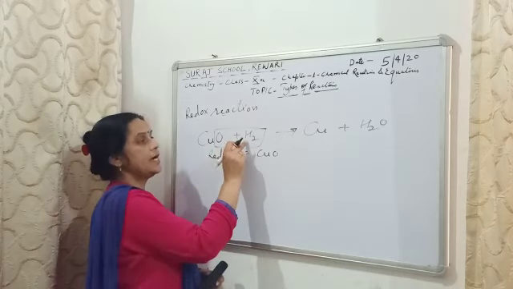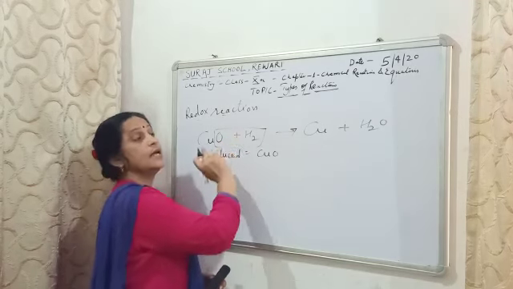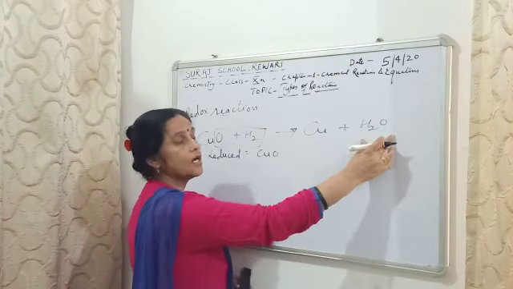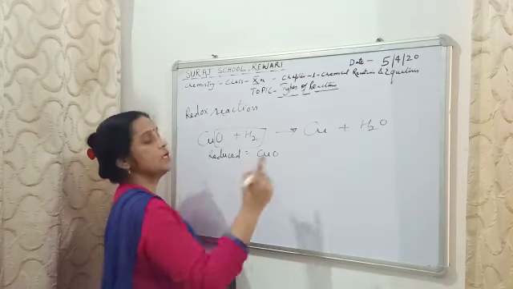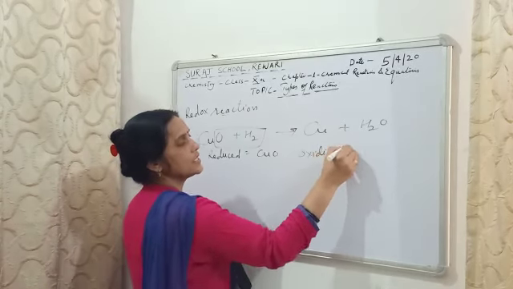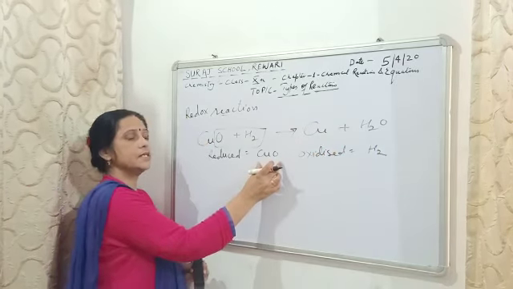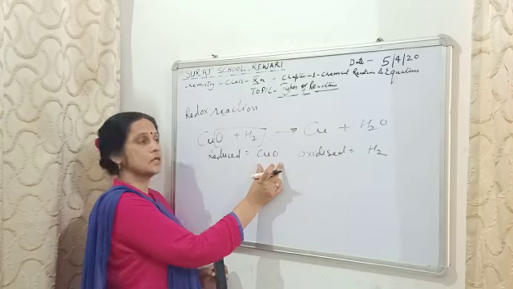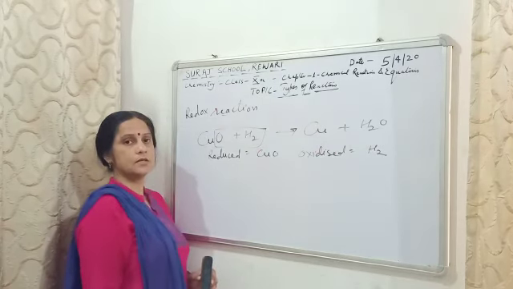Now see, hydrogen on the reactant side is not with oxygen, and at the product side, now it is with oxygen, and gain of oxygen is oxidation. Means the substance which is oxidized in this reaction is hydrogen. Copper oxide is reduced because it loses its oxygen. Hydrogen is oxidized because it gains oxygen.